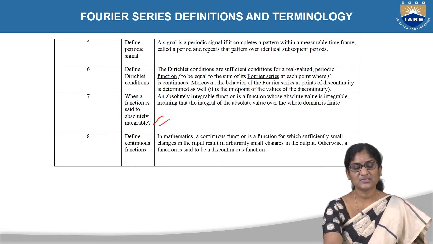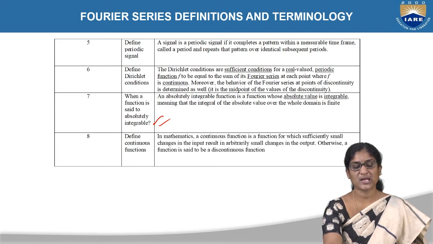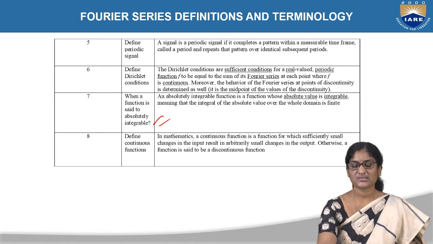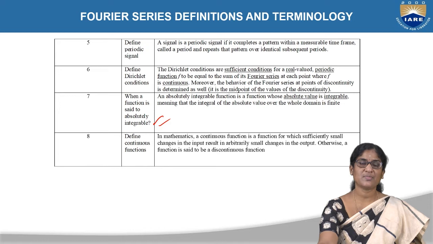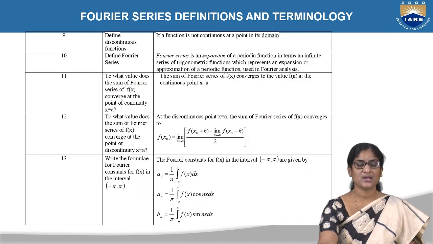Next, define a continuous function. The definition of a continuous function plays a very important role in mathematics. A continuous function is a function in which sufficiently small changes in the input result in arbitrarily small changes in the output. Otherwise, the function is said to be discontinuous. Mathematically, the left hand limit should be equal to the right hand limit, or the limit of the function at a point should be equal to the functional value at that point. Then also the function is said to be continuous.